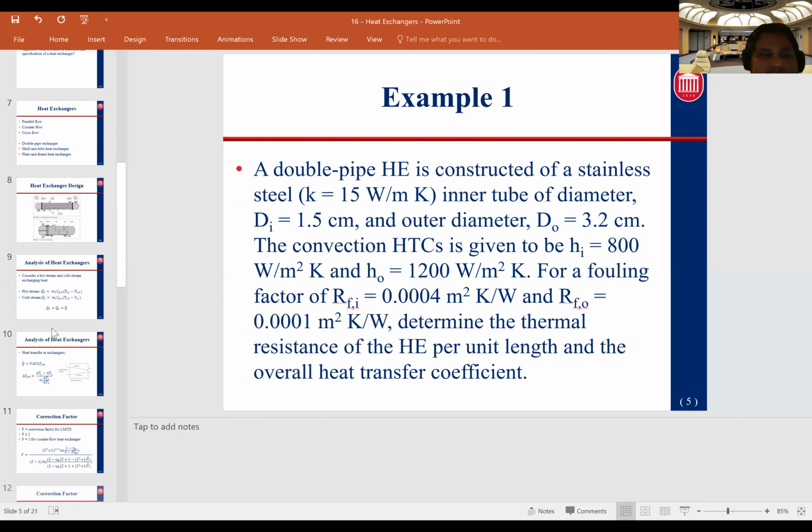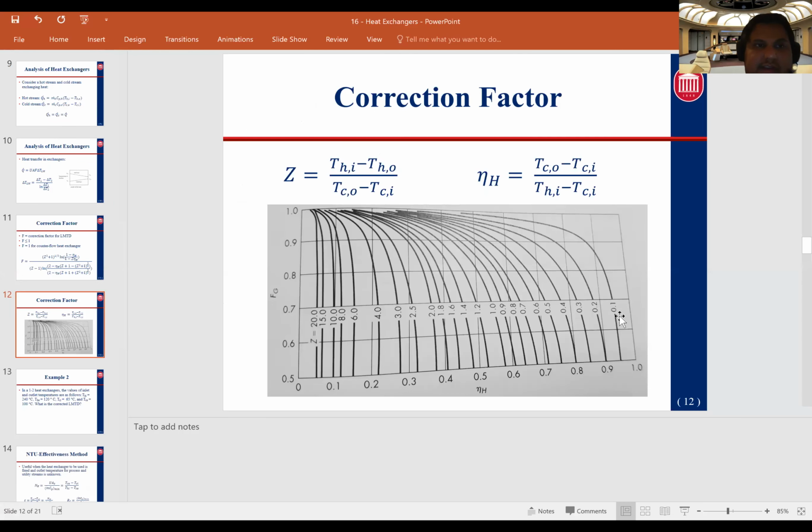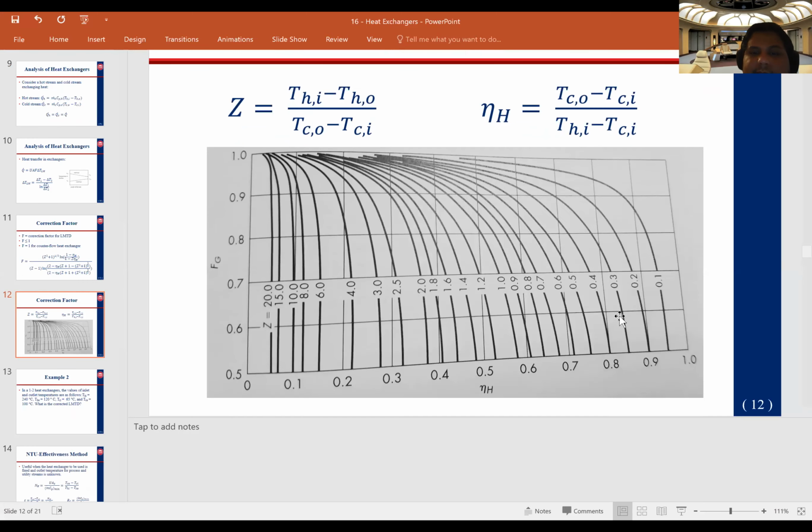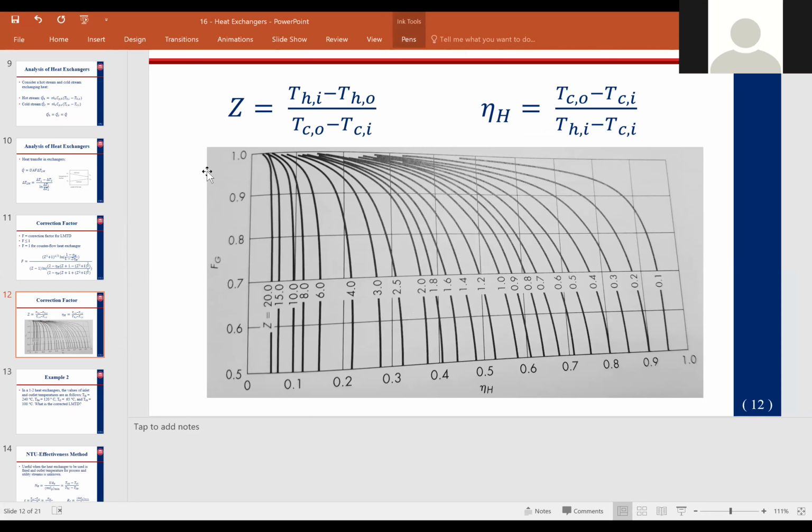is, once again, through use of a helpful chart, where instead of having to do that giant F equation, we can simply calculate our Z value and our eta value and find the intersection between Z and eta, and then go to the y-axis to find our F.